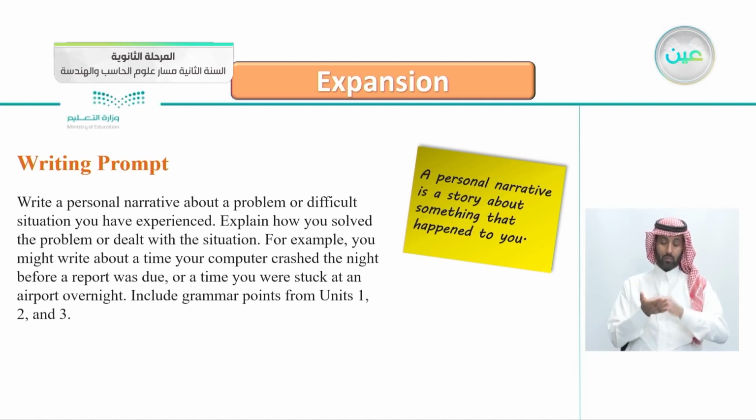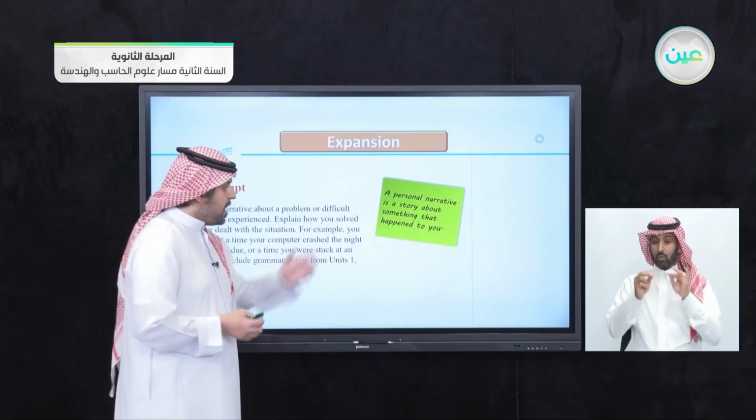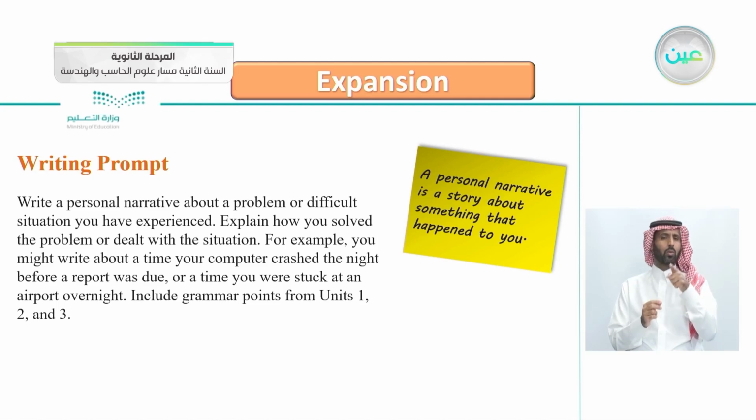Let's read it together. A personal narrative. What is a personal narrative? It's a story about something that happened to you. So here's a writing prompt. Write a personal narrative about a problem or a difficult situation that you have experienced. Explain how you solved the problem or dealt with the situation. For example, you might write about a time your computer crashed the night before a report was due, or a time you were stuck in an airport overnight.